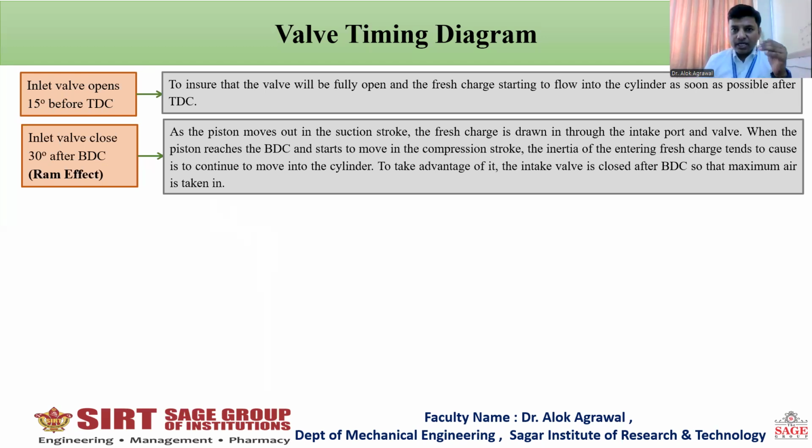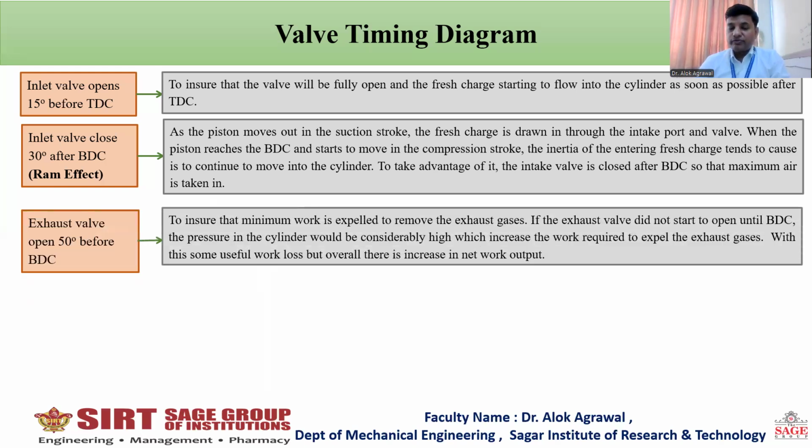So we give some time so that because of its inertia or momentum, the charge continues to flow inside the combustion chamber, so that the maximum amount of charge can be taken inside during the suction stroke. And we close this valve after some time, when the piston starts moving from BDC to TDC, so that the maximum amount of charge can be taken inside. The exhaust valve opens 50 degrees before BDC. It is to reduce the amount of work done during the exhaust stroke.